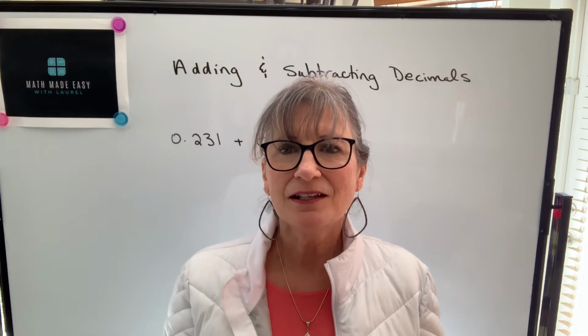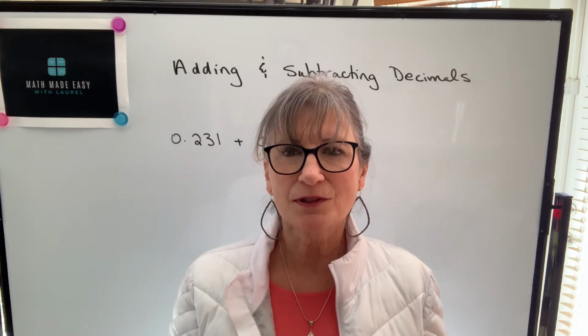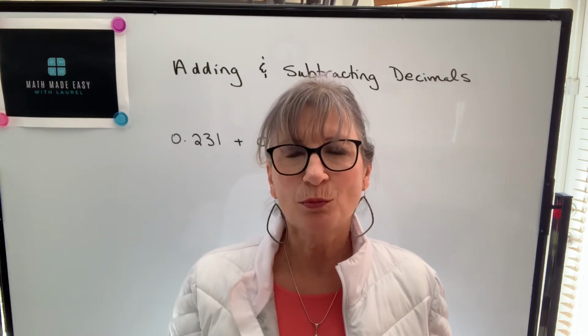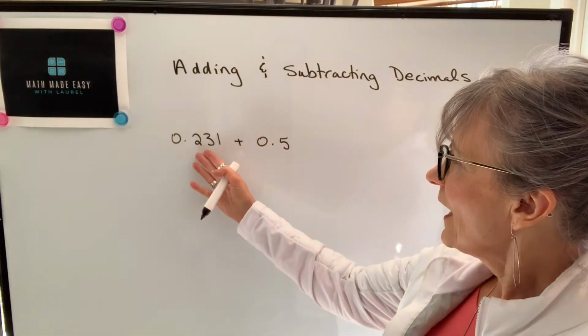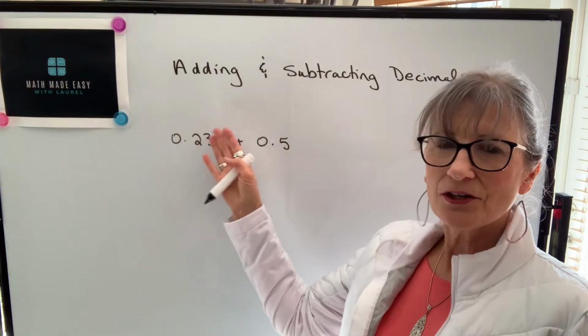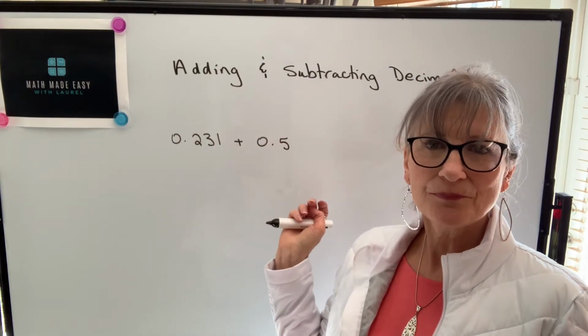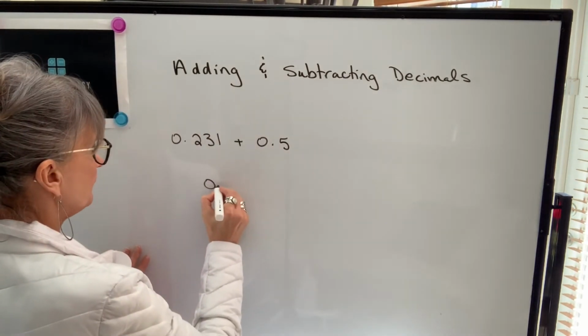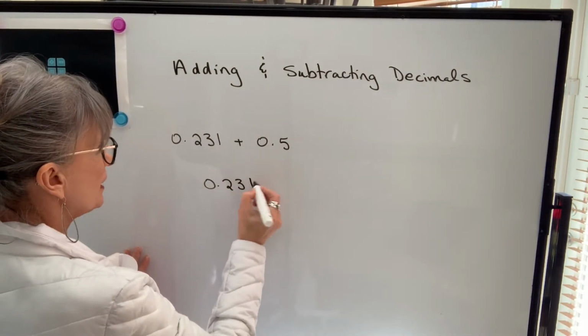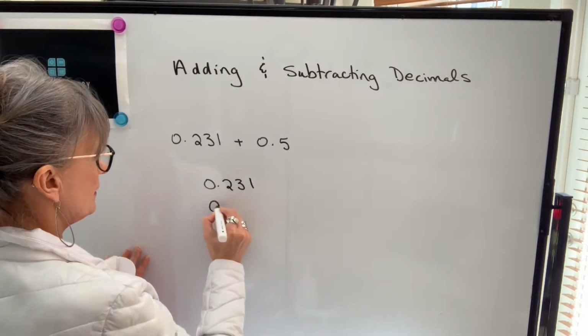The key in adding and subtracting numbers that contain decimals is to line up the decimal point in each of your numbers. So for example, if I was asked to add these two numbers, it doesn't matter how many digits we're dealing with. What we're going to do is line these numbers up so that their decimal places are in the same place.